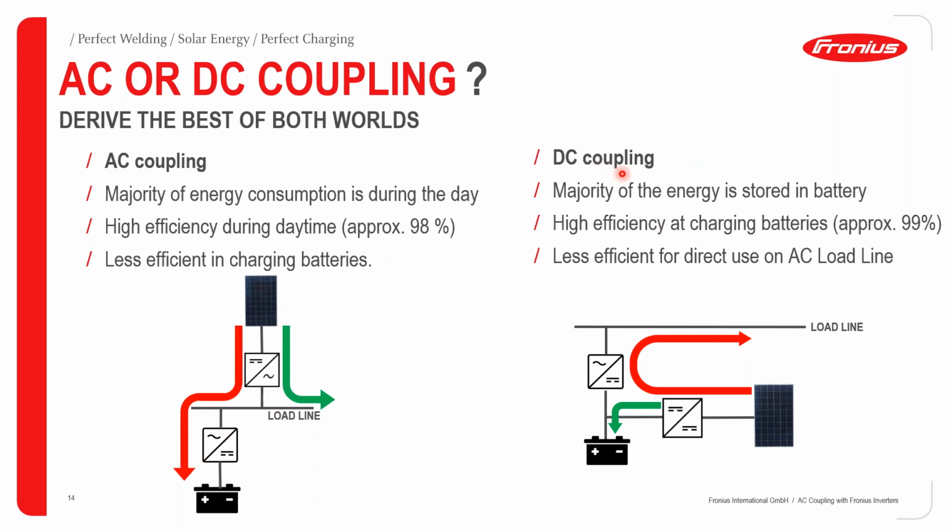Looking at the DC coupling on the other side, the majority of the available PV power is stored in the battery system. This setup is very efficient for battery charging, because in this case, the MPPT charger here has a very high conversion efficiency of up to 99%.